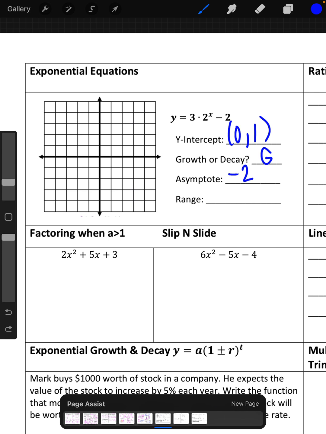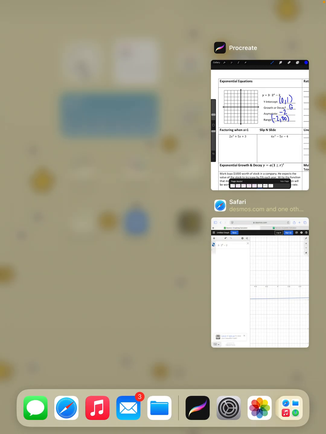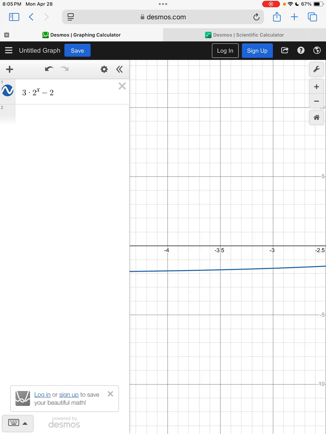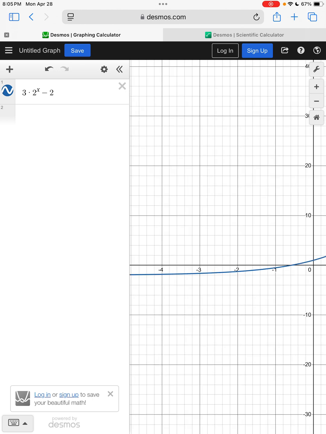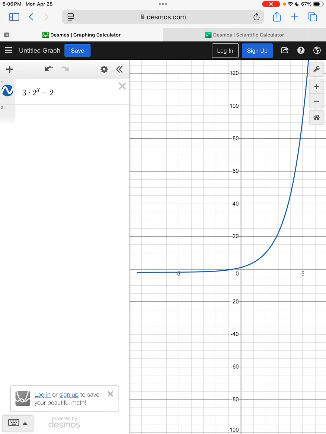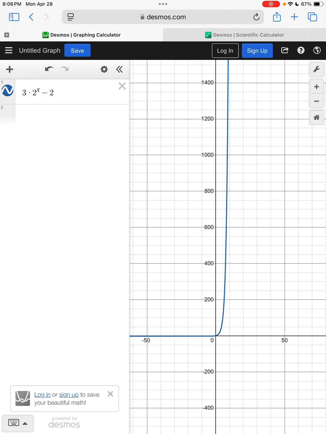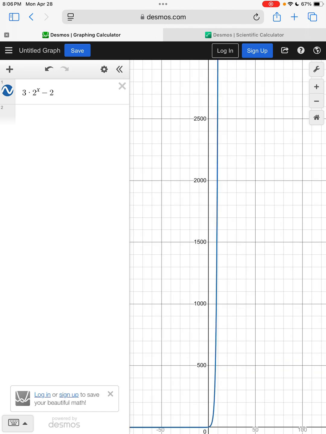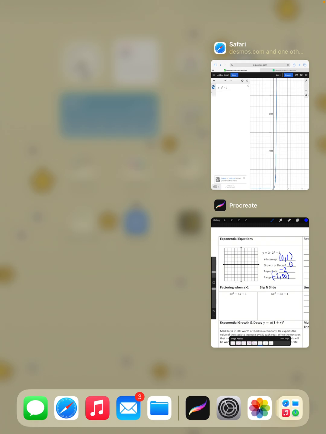And then your range is whatever your asymptote is to positive or negative infinity. So it's going to be -2 to positive infinity in this case, because if I pull that back up, it's going from -2. Zoom out, please. Okay, what is wrong with this thing? I may have overloaded my iPad. There we go. And it just continues going up and up and up forever.